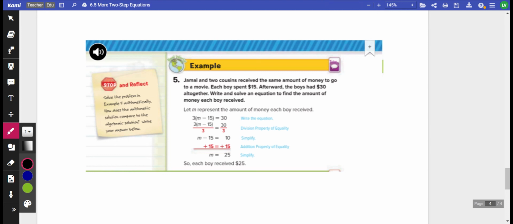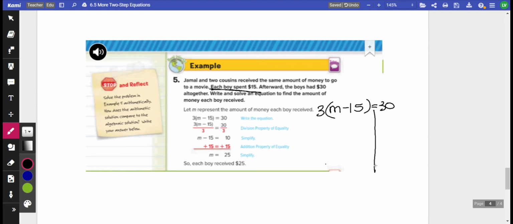So we have our total amount. We have our total amount, which is M. And we know that each boy is going to be spending $15. We also know that there are 3 people, Jamal and 2 cousins. They had $30 altogether, so that will help decide how much each of them have.